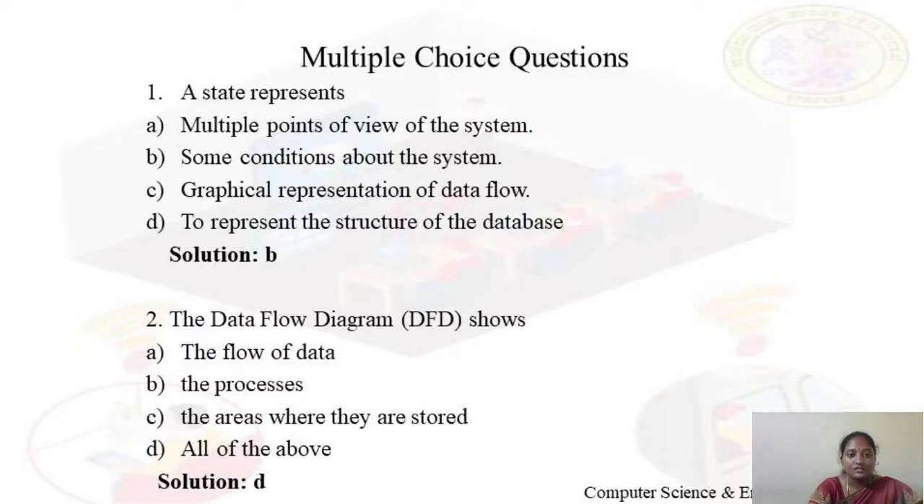Next question: the data flow diagram shows the flow of data, the processes, the areas where they are stored, all of the above. And the solution is D, all of the above. The DFD represents the flow of data and it contains processes which are represented by a circle, and this data should be stored. So the solution is all of the above, D.